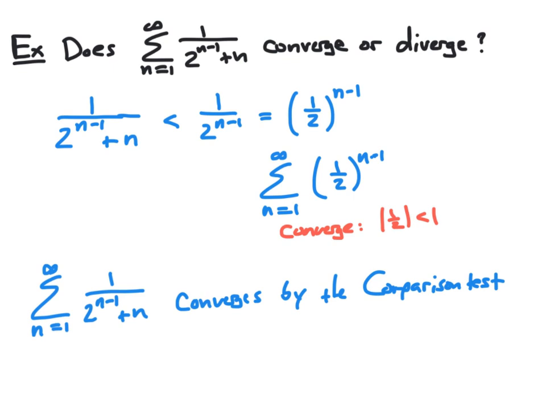In this case, we compared it to a similar series, and the inequality was pointing in the correct direction. Our terms were smaller than the terms of a convergent series, and in that case, the comparison test tells us that we are guaranteed to have a convergent series.